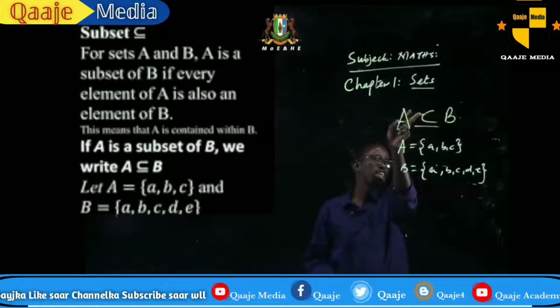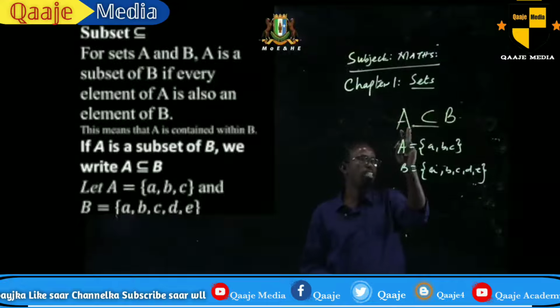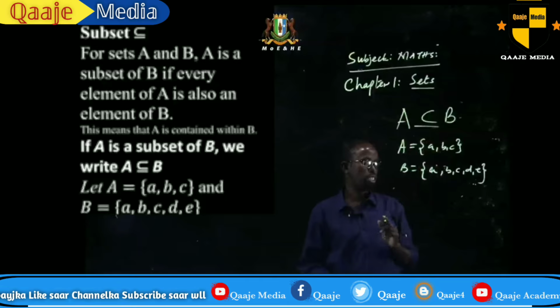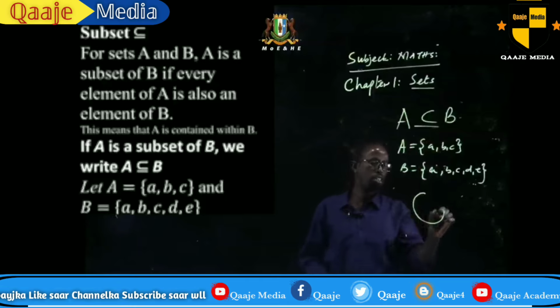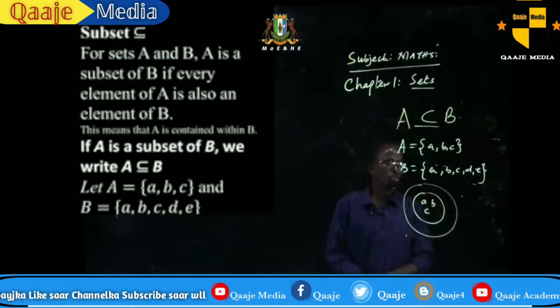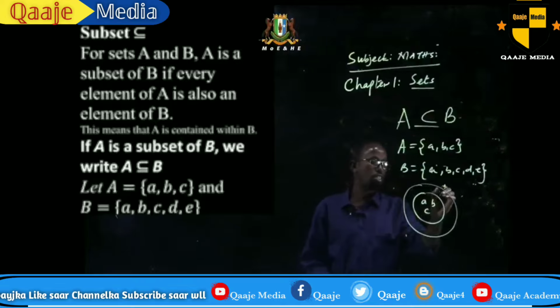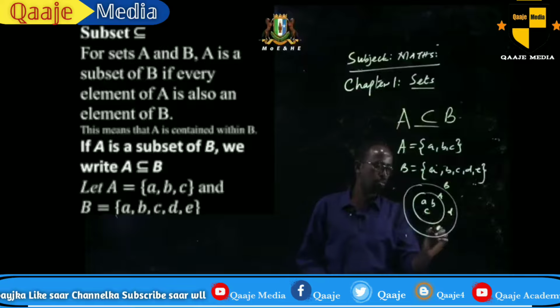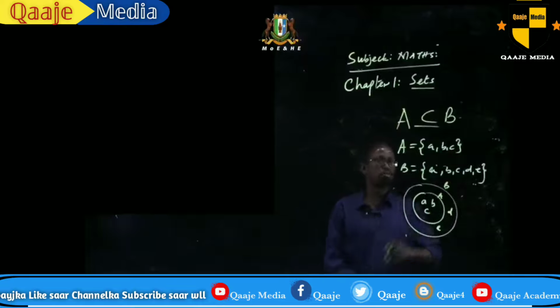A contains few elements of B, or A is equivalent to B. So this line means A is equivalent to B. So A, which is {A, B, C}, and then we have that second circle which represents B. So we say A becomes a subset of B.